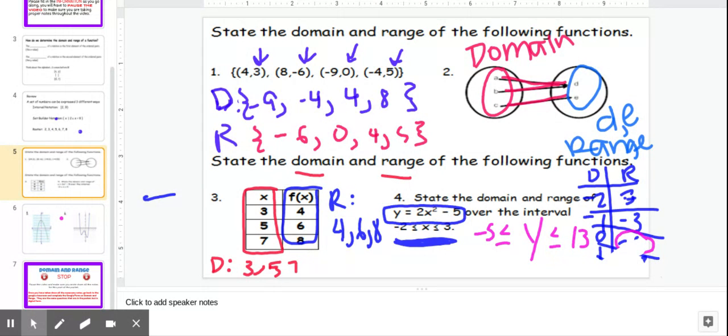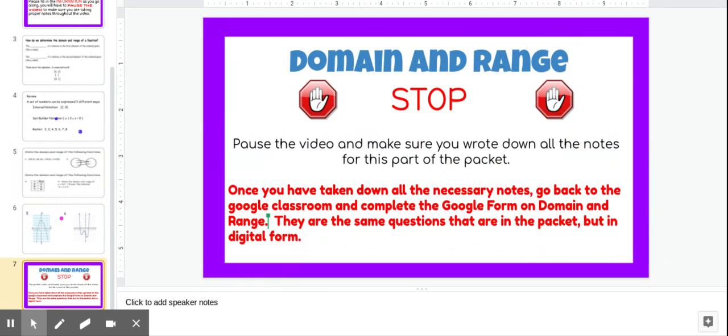Okay? So I want you guys to make sure that you pause this video and get all these notes down. If you didn't get all these notes down, please go back through and get them. And then once you have taken down all the necessary notes, I want you to go back to the Google Classroom and see if you can find the domain and range of the functions that are on the Google form. Now, these are the same questions that are in our classwork packet, but I just put them in a digital format so I could see what you guys are getting. I'm going to make them into multiple choice questions for you.